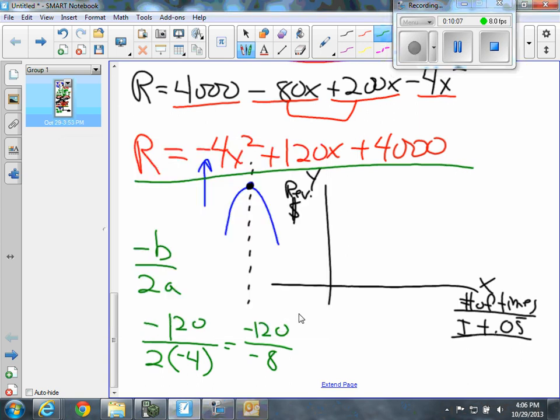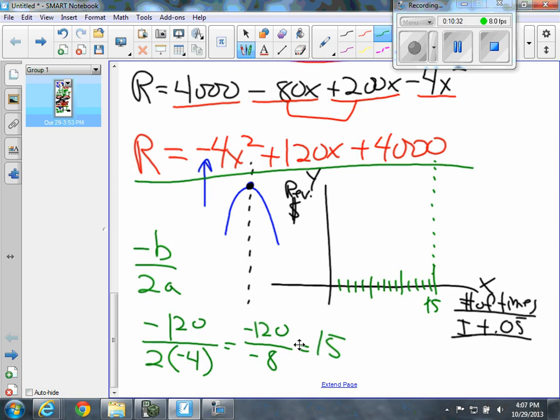Which is equal to positive 15. But axis of symmetry is at 15. Here is positive 15. Here is my axis of symmetry.